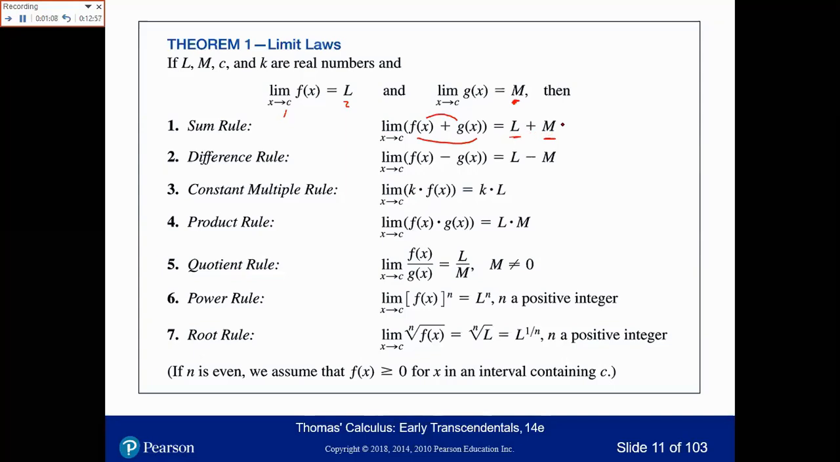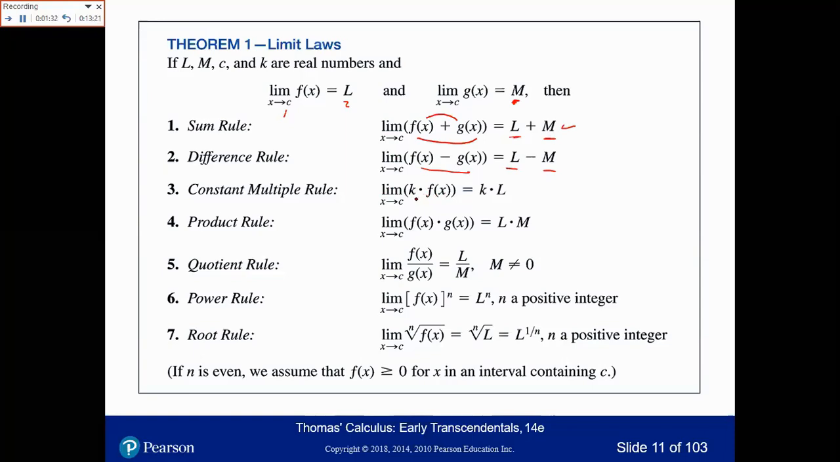Is this clear? Yes. Now, the limit of the difference of two functions equals the difference of the limits. Okay? And if we multiply a function by a constant and take the limit of the result of multiplication, it equals the constant multiplied by the limit.